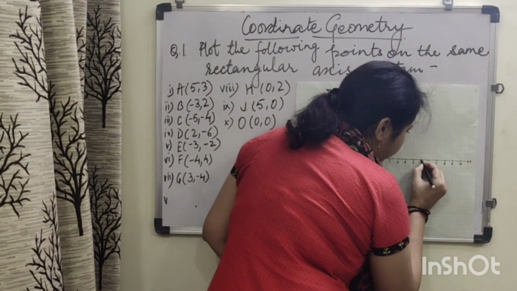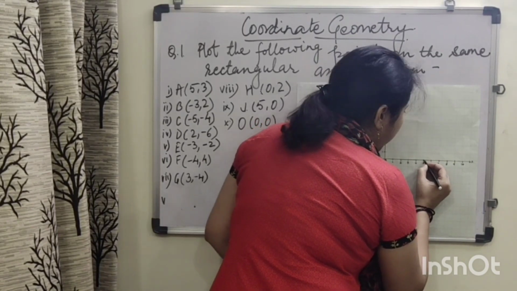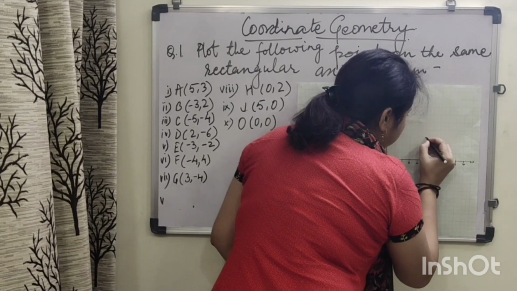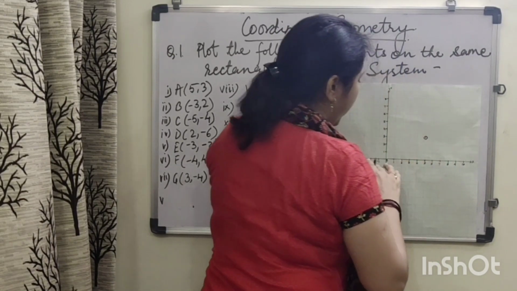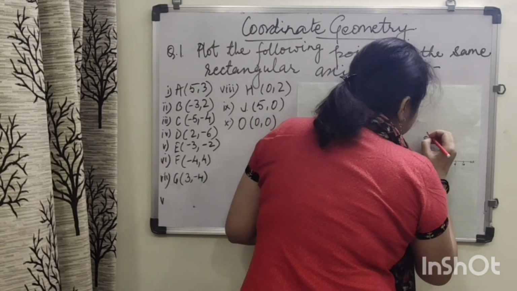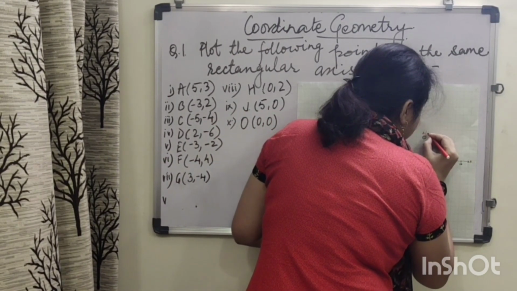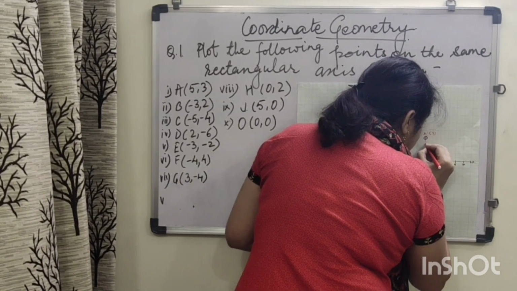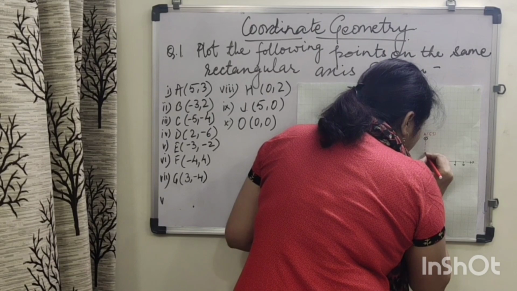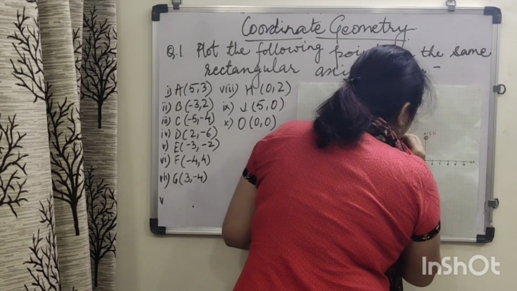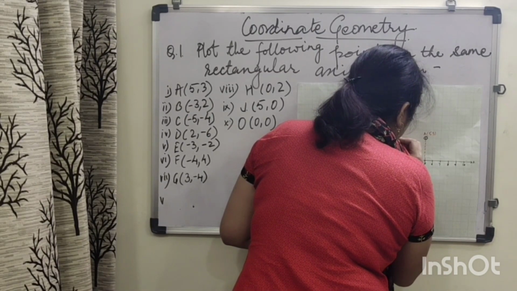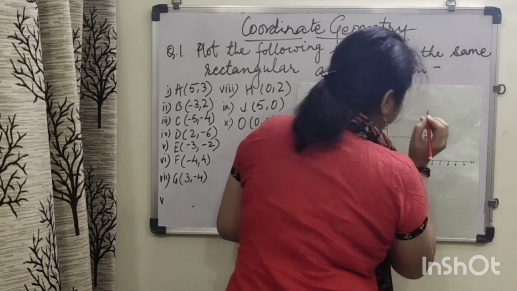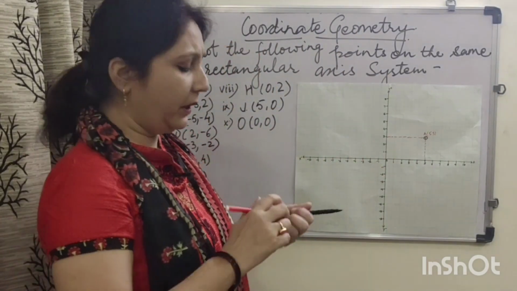So 5 is the first value, on the x-axis. We move on to the 5 over here. From here only you move vertically up 3 units. So this is your point A, which is (5, 3). From here you can drop a perpendicular on the axis of x as well as on the axis of y. So this is your point (5, 3).